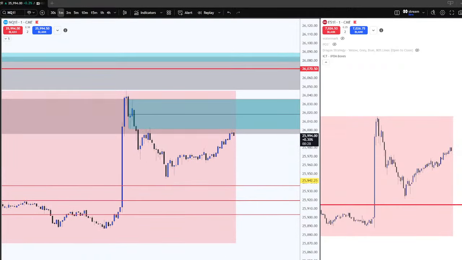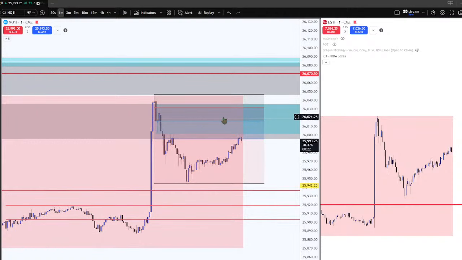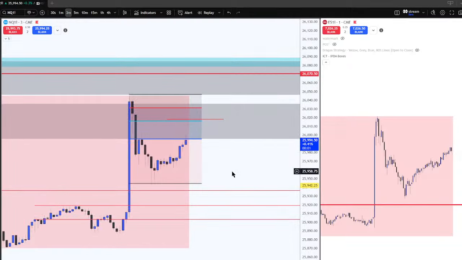Okay. Let's pull this Fibonacci up here. So I'm essentially looking for like a failure swing here, right into that blue line there. And then we can come down. Hopefully it gives that. And then, yeah, I think that would be cool if it did that.